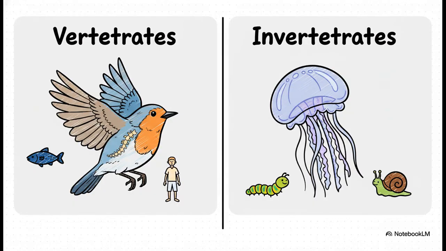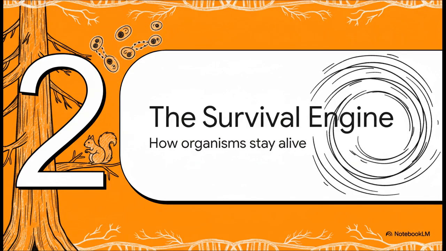Now, let's just take the animal kingdom for a second. Inside that one kingdom, there's this one huge, super simple split. Does it have a backbone or not? If it does, it's a vertebrate, like us. If it doesn't, it's an invertebrate. Just that one little feature, a backbone, is the difference between a robin and a jellyfish. Pretty wild, right? All right, so we've got the library sorted.